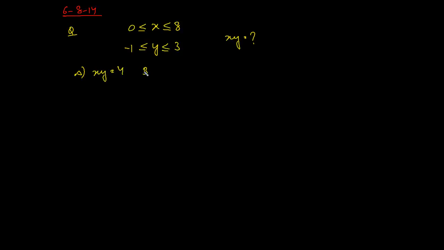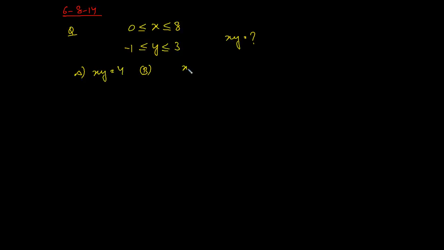So this is test 6 section 8 question 14. Supposed to be a difficult question. Let's see. The question here talks about two inequalities, one which talks about x being between 0 and 8, and the second which talks about y, which tells us that y has to be more than or equal to -1 and less than or equal to 3, and the question wants us to find out what are the possible values for x into y. Answer choice A says x into y would be equal to 4.